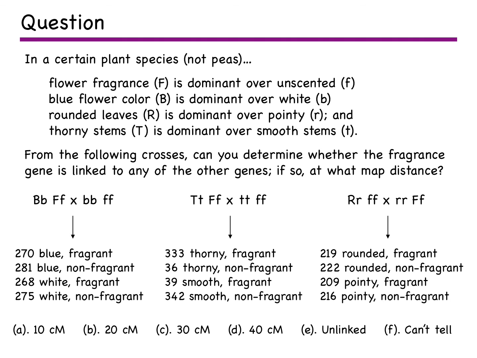All right, I'm going to leave you with this last question. I'll set you up here. In a certain plant species, flower fragrance is dominant over unscented, blue flower color is dominant over white, rounded leaves are dominant over pointy, and thorny stems are dominant over smooth stems. From the following crosses, can you determine whether the fragrance gene is linked to any of the other genes? If so, at what map distance?